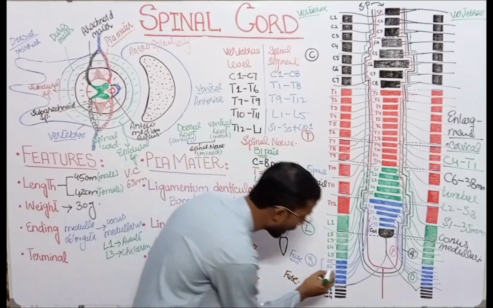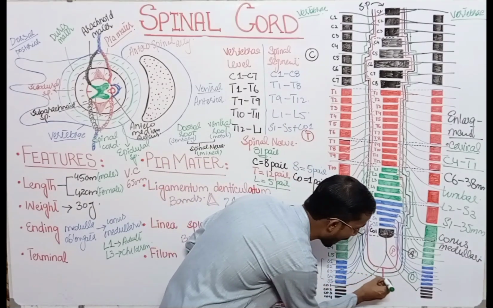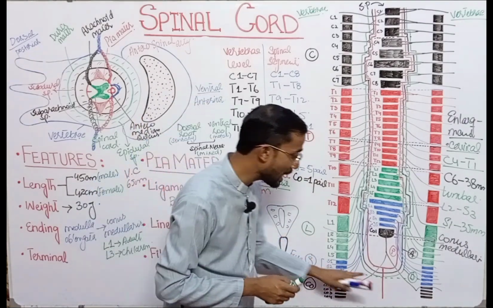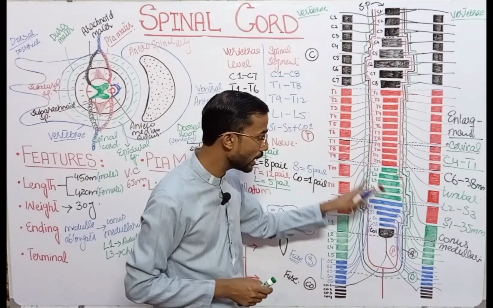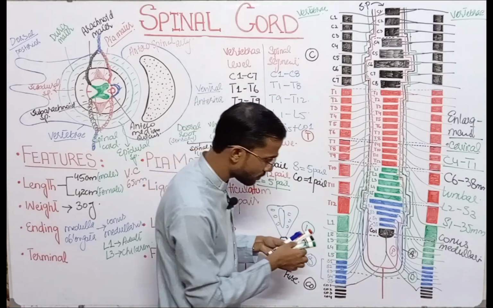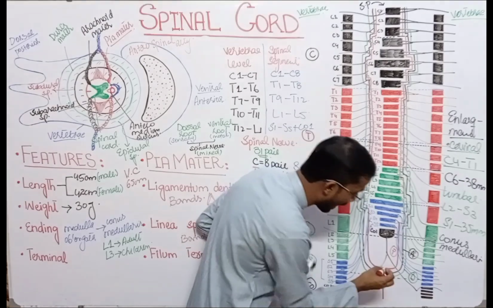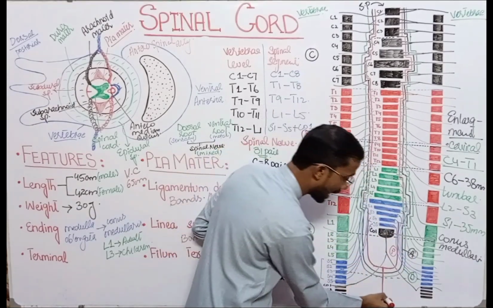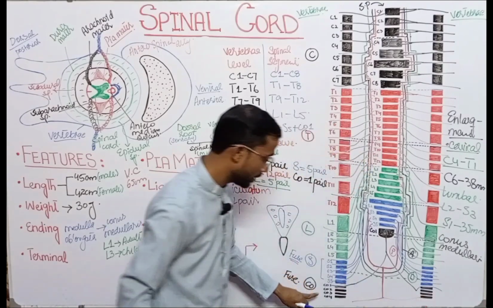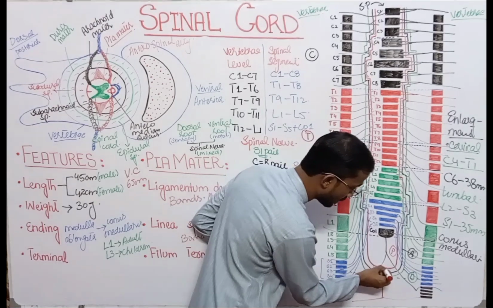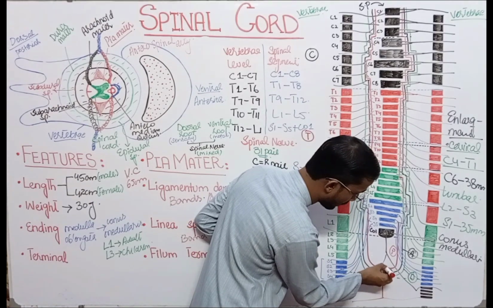So keep in mind, at the level of the S2 vertebra, you will see the ending of the dura mater. All the layers end at this region, and only the pia mater extends downward and joins the coccygeal bone. So in that situation you will see it this way.